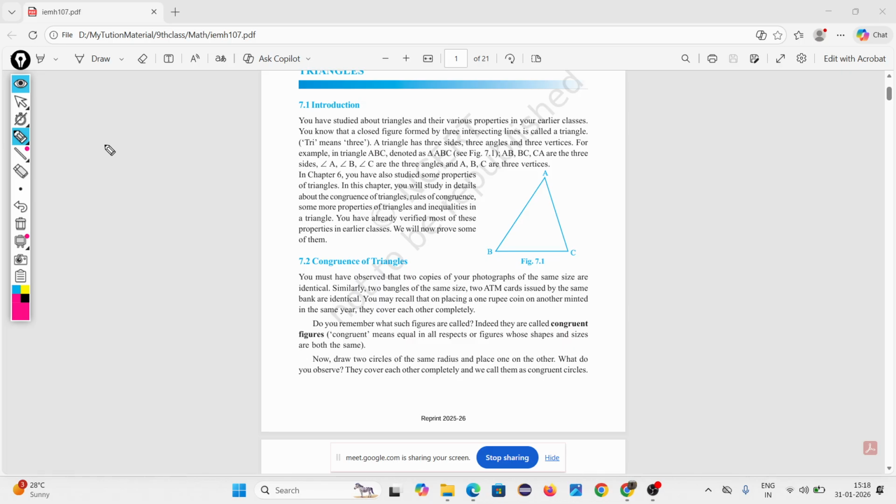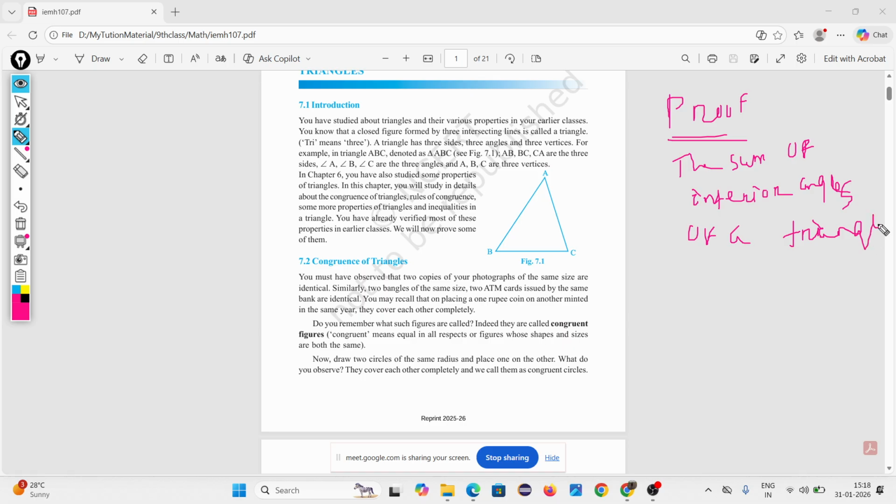Then the next thing. Tell me, the sum of the interior angles of a triangle is how much? 180 degrees. Okay, write down these things. Prove that the sum of the interior angles of a triangle is 180. We have to prove this.